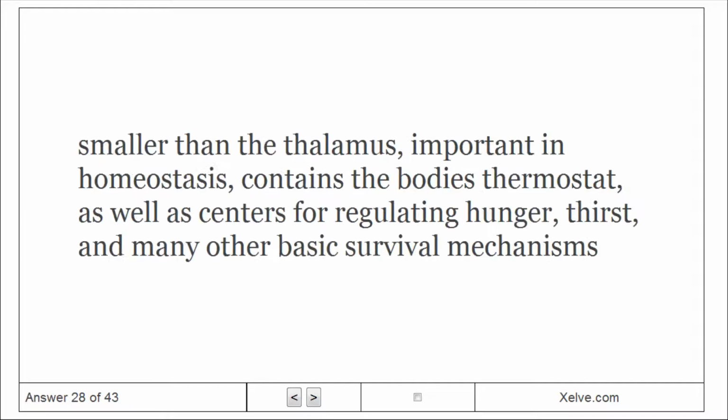Hypothalamus. Smaller than the thalamus, important in homeostasis, contains the body's thermostat as well as centers for regulating hunger, thirst, and many other basic survival mechanisms.